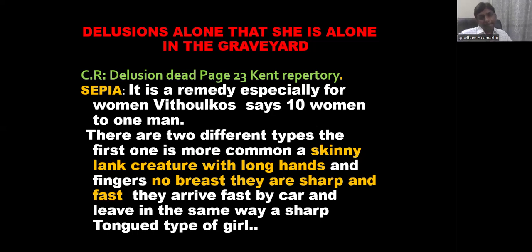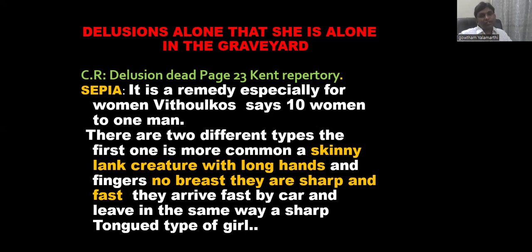Under this is Sepia, a well-known remedy. And what Vithoulkas says is that out of 10 women, that means it is a remedy especially for women, Vithoulkas says 10 women to 1 man. So rarely indicated in men. There are two different types. The first one is most common: skinny, lank creatures with long hands and fingers. No breast, they are sharp and fast. They arrive fast by car and leave the same way, a short-tongued type of bird.